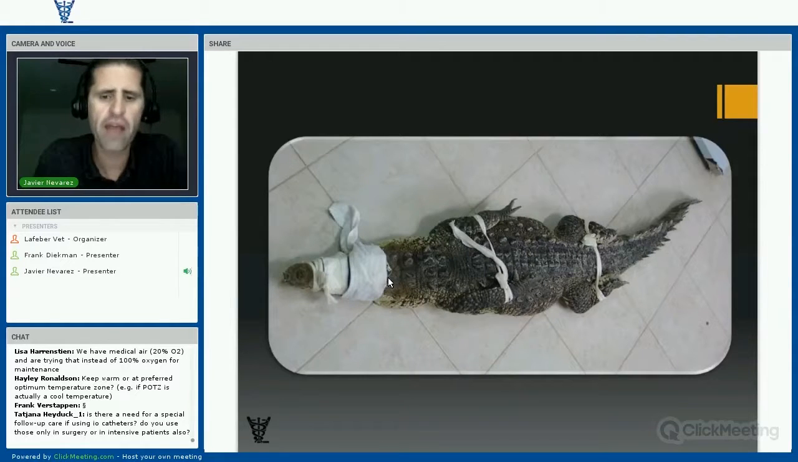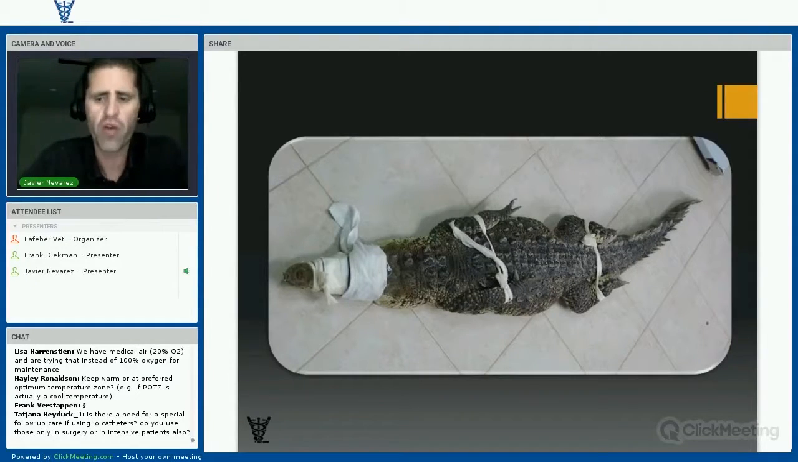So again, this is a Morelet's croc here, and the eyes are bandaged. The legs are tied together to keep them from moving around, but you can do a lot of things in this animal without having to tranquilize or sedate them. You can get radiographs, you can even do a CT, you can do ultrasounds. There's a lot of things that can be done in our reptile patients that don't necessarily mean that you have to give them drugs to accomplish those results.